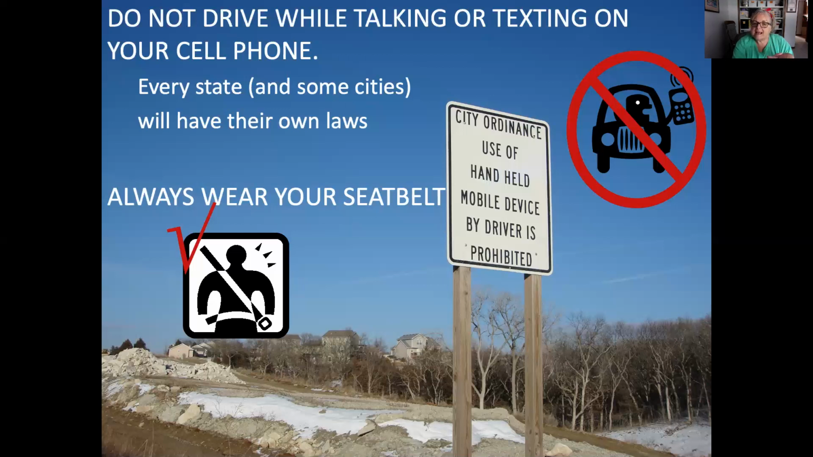Every state has their own law about this, and many cities have their own laws. Everywhere you cannot text, but there are places in Kansas where you can talk on your phone and drive, and you do not have to have a handheld or a hands-free device. You must wear your seatbelt when you're operating a motor vehicle in the state of Kansas, and your passengers must wear their seatbelt as well. You can be pulled over by the police for not wearing your seatbelt.